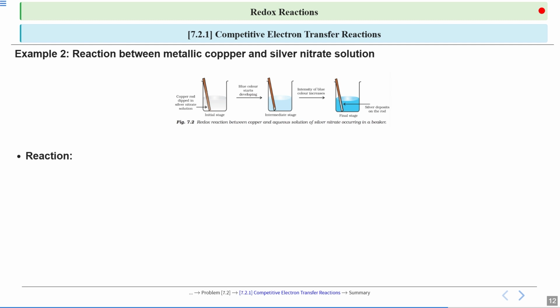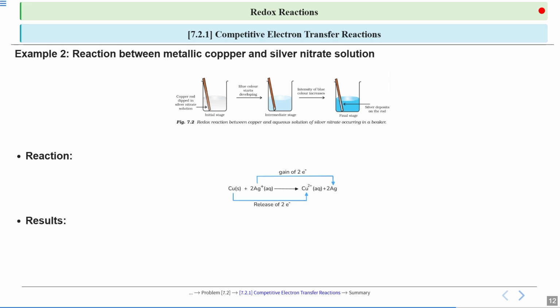So the reaction that has taken place in this beaker is Cu + 2Ag+ gives Cu2+ + 2Ag. That means the copper which was present as the reactant has now been converted to Cu2+ by the loss of 2 electrons. While if we consider the Ag+, the Ag+ has gained electrons and made Ag. So what can we understand here?